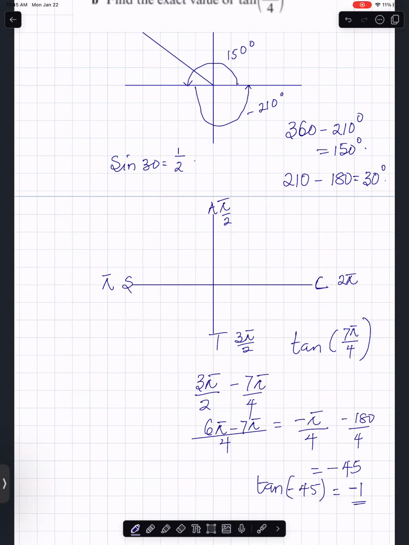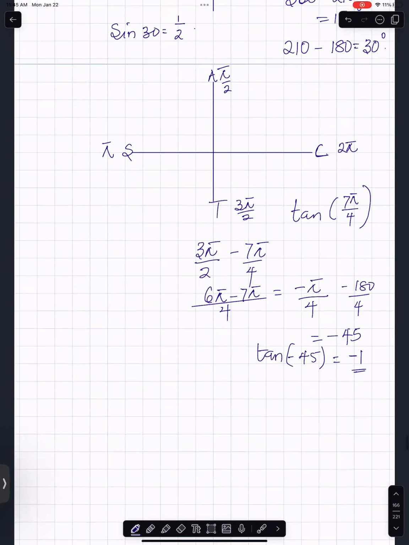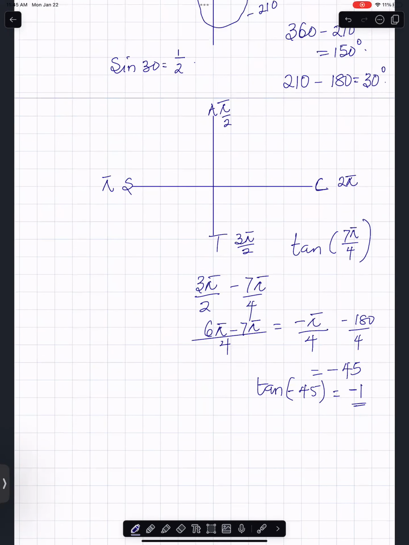Earlier, this angle was supposed to start from here. So we have that as negative 210, and this angle ends here as 150 degrees. Then let's try to solve more examples. I'll give you more to solve on your own.